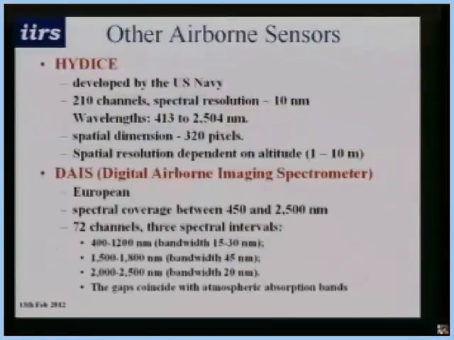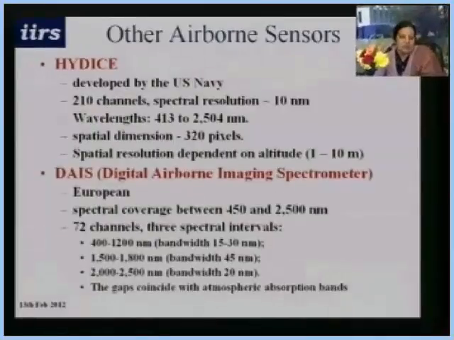Then we have other airborne sensors, which is HIDIS, which was developed by the US Navy, which has 10 spectral channels. The spectral resolution is 10 nanometers with wavelengths from again 413 to 2.5 micrometers. Its spatial dimensions of 320 pixels, and the spatial resolution again dependent on the altitude.